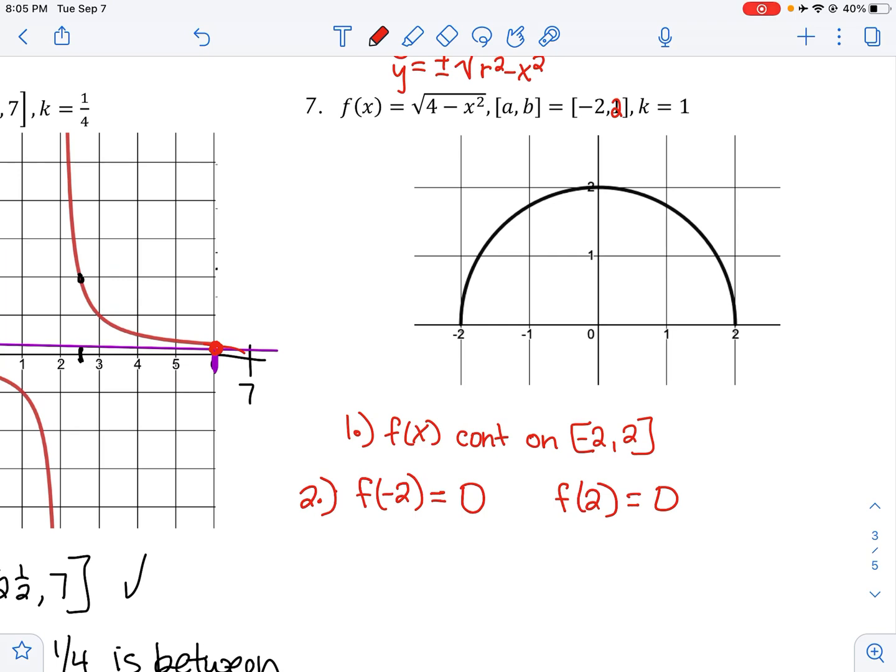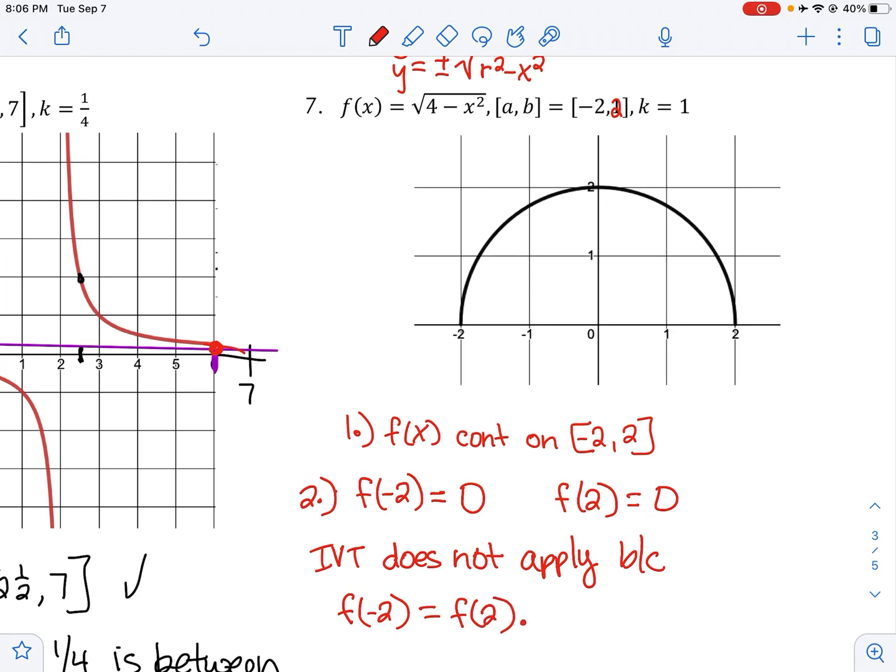So this means that IVT does not apply because f of -2 equals f of +2. Okay, there's no number or no y value that we can put in between 0 and 0. So we can't guarantee anything outside of that y value range. So therefore, IVT does not apply, and that would be our answer for this one right here.